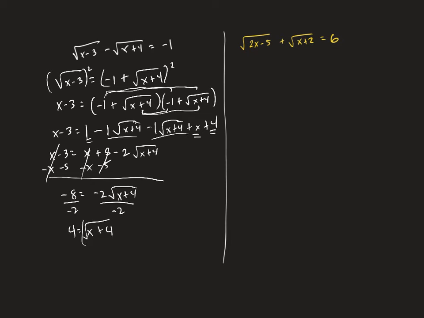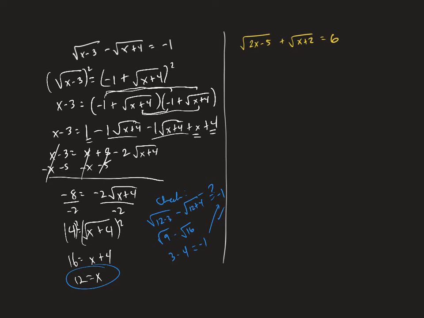I'm going to square both sides to get rid of that radical. And then I'm going to solve the resulting equation. And then, of course, I'm going to check my answer. So let's see, 12 minus 3, and then 12 plus 4. Does that equal negative 1? Well, let's see, that's the square root of 9. That's the square root of 16. So that's 3 minus 4, negative 1. Yes, so this is the answer.